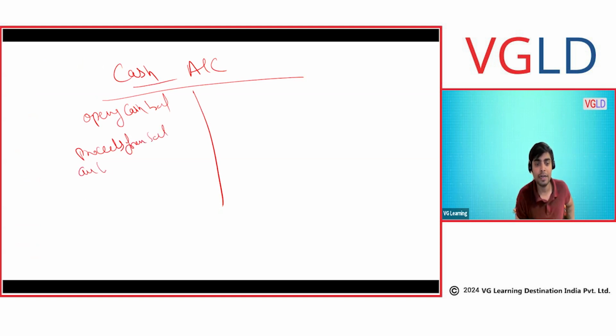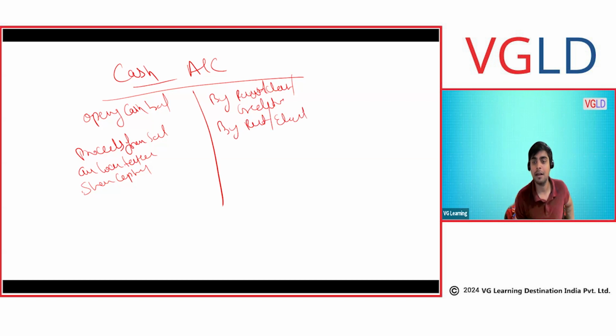Okay, any loan taken during the year. Share capital introduced. Then paying for the purchases, or let's say for creditors, paying rent, or let's say the electricity bill, everything that comes here, buying property, let's say land and equipment, anything, and then we have a closing balance.